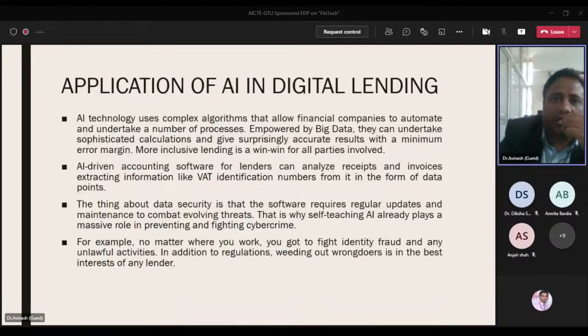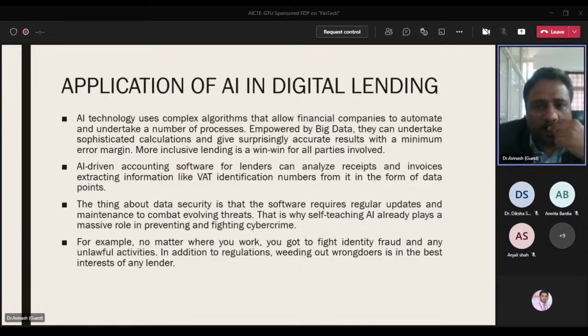Applications of artificial intelligence in digital lending: AI technology uses complex algorithms that allow financial companies to automate and undertake a number of processes. Empowered by big data, they can undertake sophisticated calculations and give surprisingly accurate results with a minimum error margin. So more inclusive lending is a win-win situation for all the parties involved in digital lending. AI-driven accounting software for lenders can analyze receipts and invoices, extracting information like VAT identification numbers from them in the form of data points.